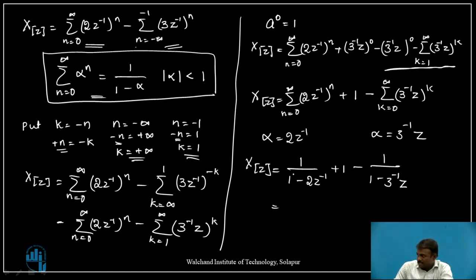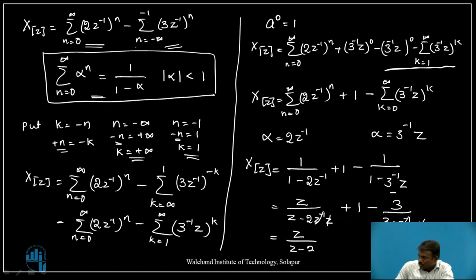Now in the first term we multiply both numerator and denominator by z, so therefore it will be written as z divided by z minus 2z inverse z, plus 1 minus, again in this term we are going to multiply numerator and denominator by 3, here 3 divided by 3 minus 3 inverse z into 3. So 3 and 3 inverse will get cancelled, here z and z inverse will get cancelled. So this will be written as z divided by z minus 2 plus 1 minus 3 divided by 3 minus z.